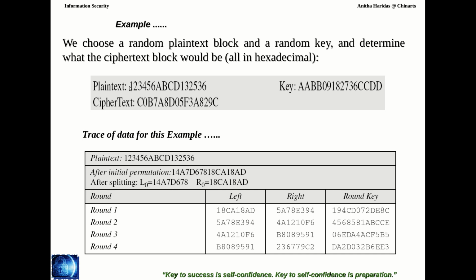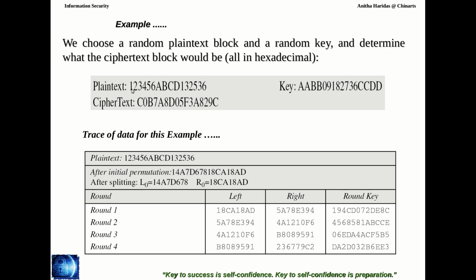So we have the plain text, we have the ciphertext. This has to be generated, and the key is this one, right? All these values are given in hexadecimal. I have 1, 2, 3, 4, 5, 6, 7, 8, 9, 10, 11, 12, 13, 14, 15, 16. So 16 hexadecimal values are there, and 16 into 4 will give you 64 bits.